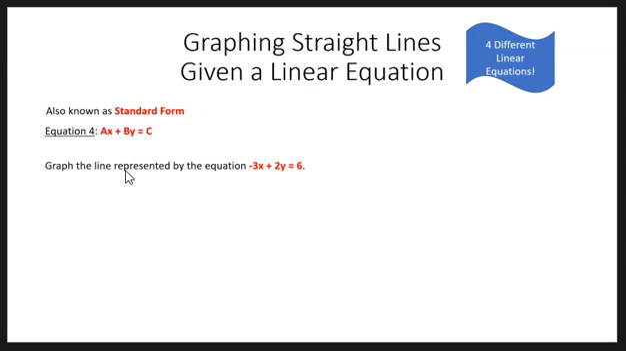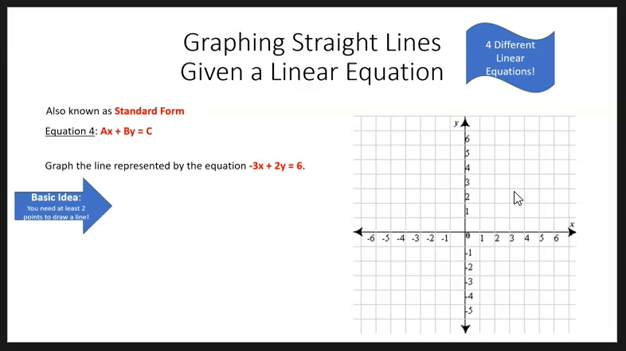Here's an example. Graph the line represented by the equation negative 3x plus 2y equals 6. You can see the x and the y are together on the left side of the equation. So this equation has the same form as the standard form. Now, we're still graphing the same way. The basic idea, you need 2 points to graph the line. Every point has an x and a y coordinate.